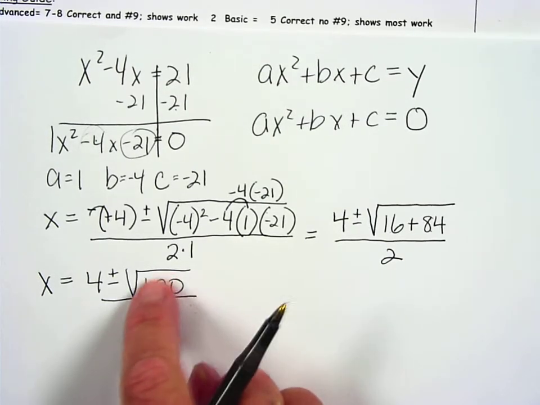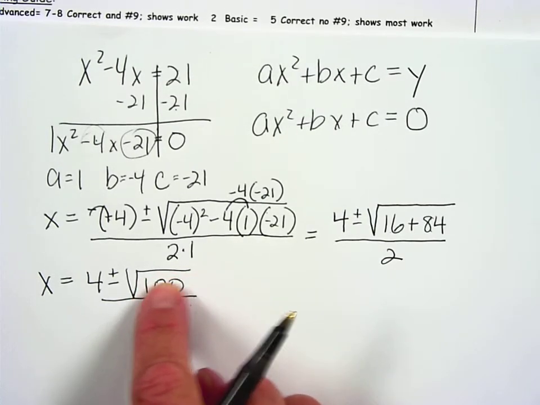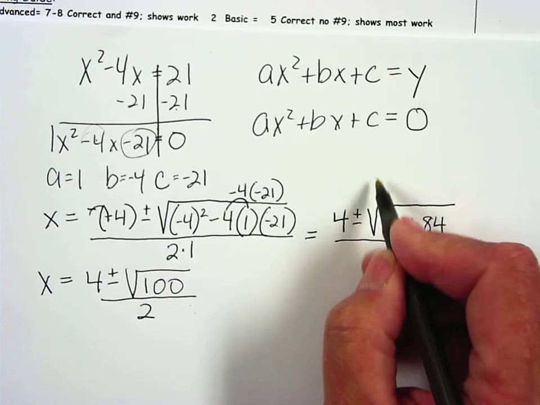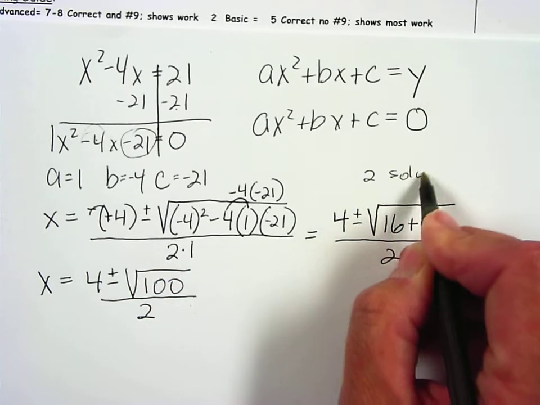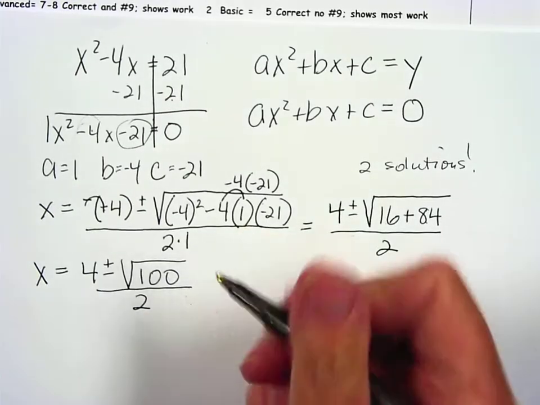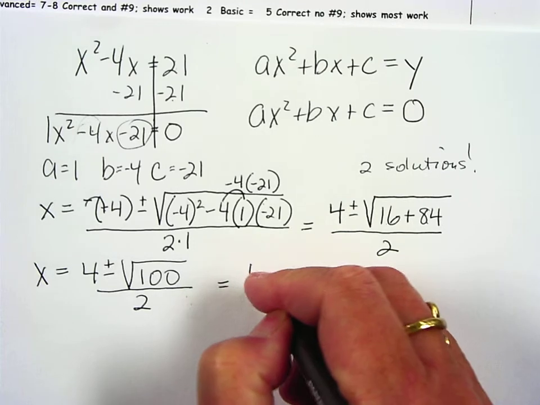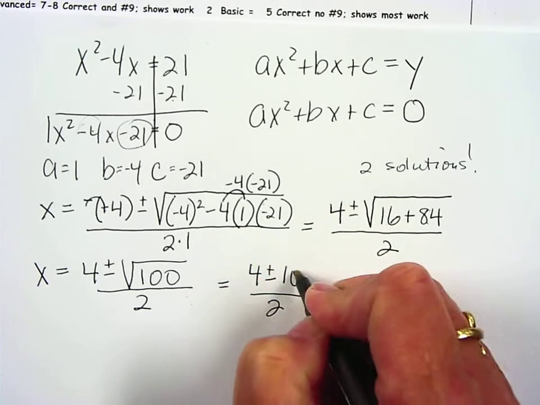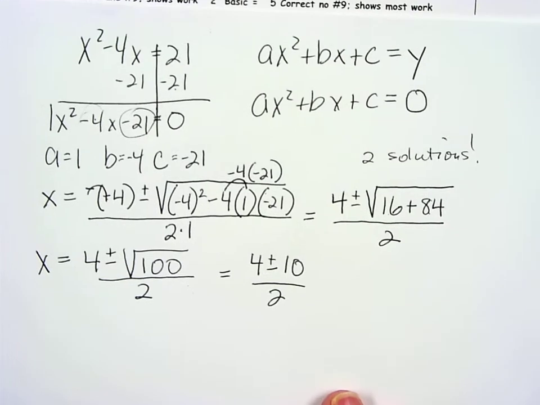Now, right now, I know something. My discriminant, everything under the radical, is a positive number. So I know I'm going to have 2 solutions. I know that already because my discriminant's positive. Square root of 100 is 10, so I'm going to rewrite this 4 plus or minus 10 all over 2. And now I'm ready for my 2 equations.